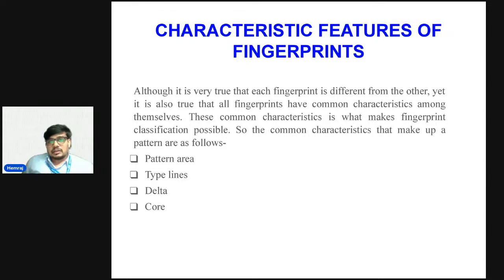Common characteristics are that everybody has two hands, two legs, two eyes, one nose, a mouth, hair, and a head. These are all common things that a human being has, right? Individually they can differ. I have black hair, somebody might have gray hair. I have black eyes, somebody might have blue eyes. The height might be different, but there are some common characteristics in all human beings.